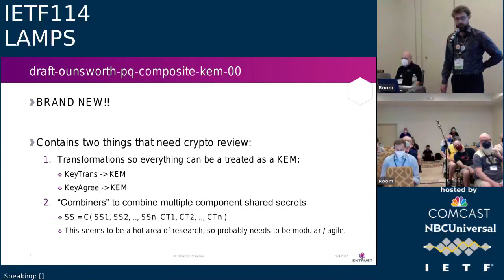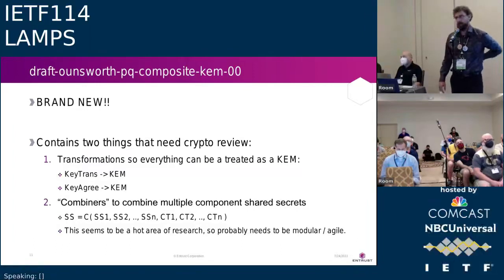The two pieces of crypto we couldn't avoid having to define are transformations from a KeyTrans into a KEM and from a KeyAgree into a KEM, so we can then treat everything as a KEM and combine KEMs with KEMs. I think those transformations are sound. We based one of them at least on RFC 5990, RSA-KEM. The KeyAgree to KEM I think is also sound, but it's new crypto, so I'm flagging it.